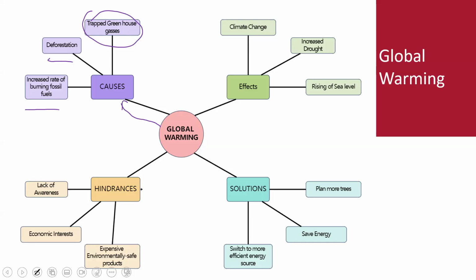Okay, so global warming is caused by the greenhouse. And two of the biggies is deforestation. If we're chopping all the trees down, there's nothing to absorb all the carbon dioxide. And we're also burning all the fossil fuels. Global warming, the effects of it, climate change.